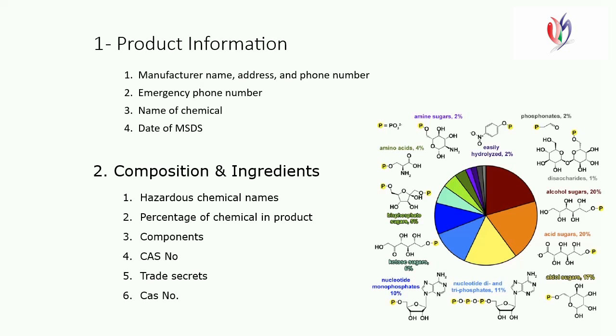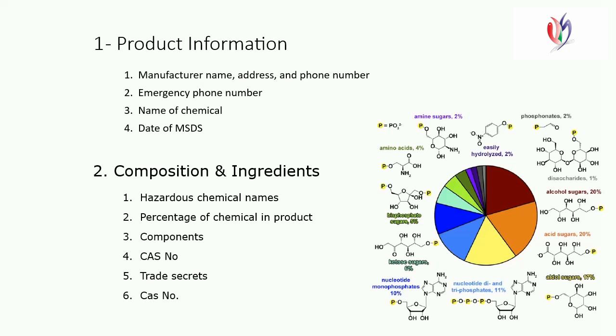The name of the chemical will also be listed. Sometimes this will be a specific chemical name such as acetone or sulfuric acid. Some manufacturers may use the brand name of the chemical. Sometimes manufacturers give chemical products a product number. These names and numbers will help you match the MSDS with the container label to make sure you have the right MSDS. The date of the MSDS will also be listed.